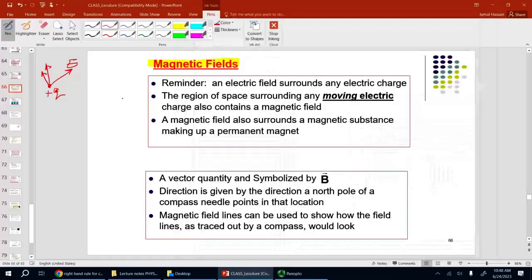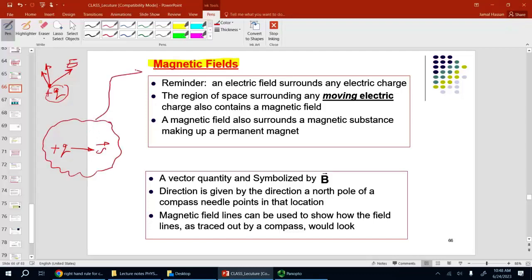Now, this electric field, we defined it, we covered a few chapters, we solved problems and so on. But now what happens if this charge moves with a speed or velocity v? Let's assume that q is moving forward or backward or whatever, in the direction v. In that case, that charge will be surrounded by another field, called the magnetic field. Okay? So the region surrounding any charge in motion is called a magnetic field. This means that a charge in motion still has an electric field and it also has a magnetic field.